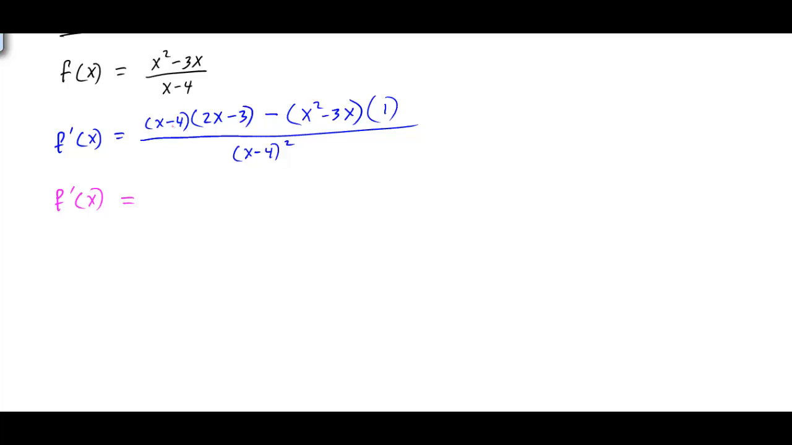So if we simplify this at the top, we could multiply this out. We'd have to FOIL. So x and 2x, we would have 2x cubed. And then we would have here negative 3x and a negative 8x would be a negative 11x. And negative 4, negative 3 would be a positive 12. And over here, the 1 simply is not going to change anything, so all we have to do here is distribute the negative sign to get a negative x squared and a positive 3x all over the denominator squared.